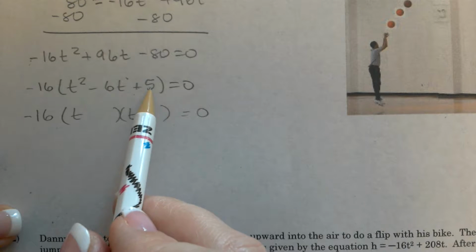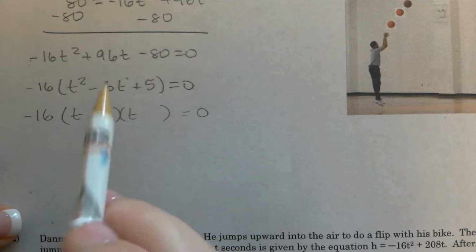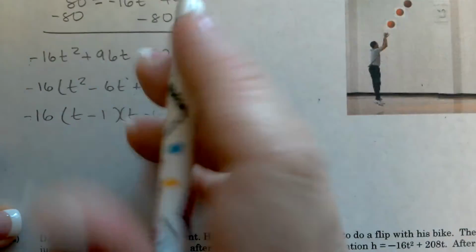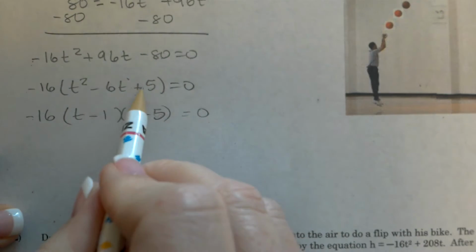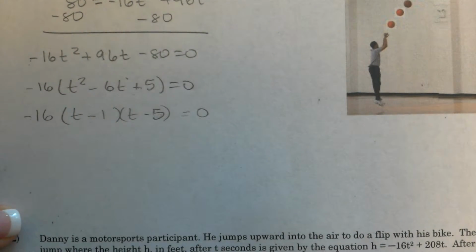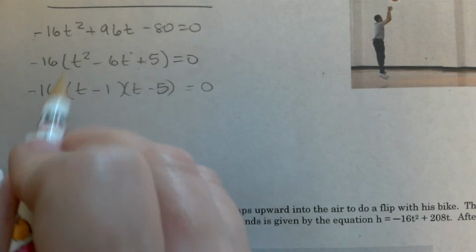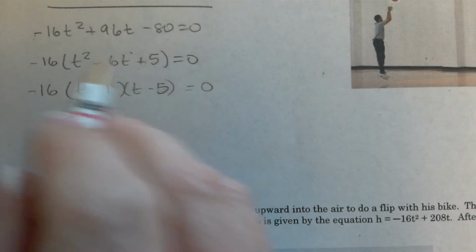Okay, now we're going to factor the middle portion. So what times what will give me a positive 5, but when you add it together, you get a negative 6? And so negative 1 times negative 5 is a positive 5, but when you add them together, you get negative 6. Okay, so now because of the zero product principle, you're going to set everything equal to 0.